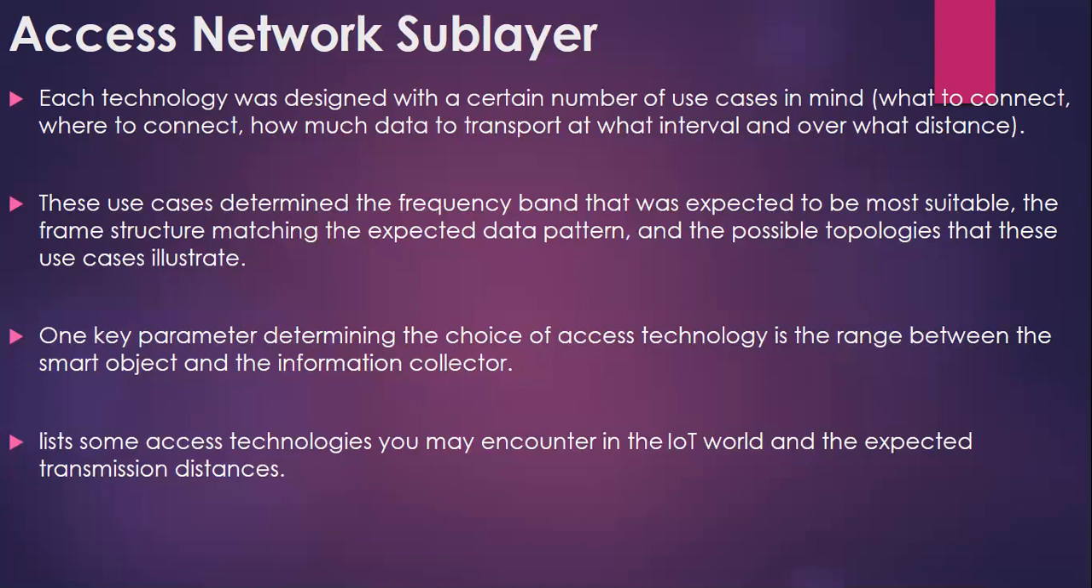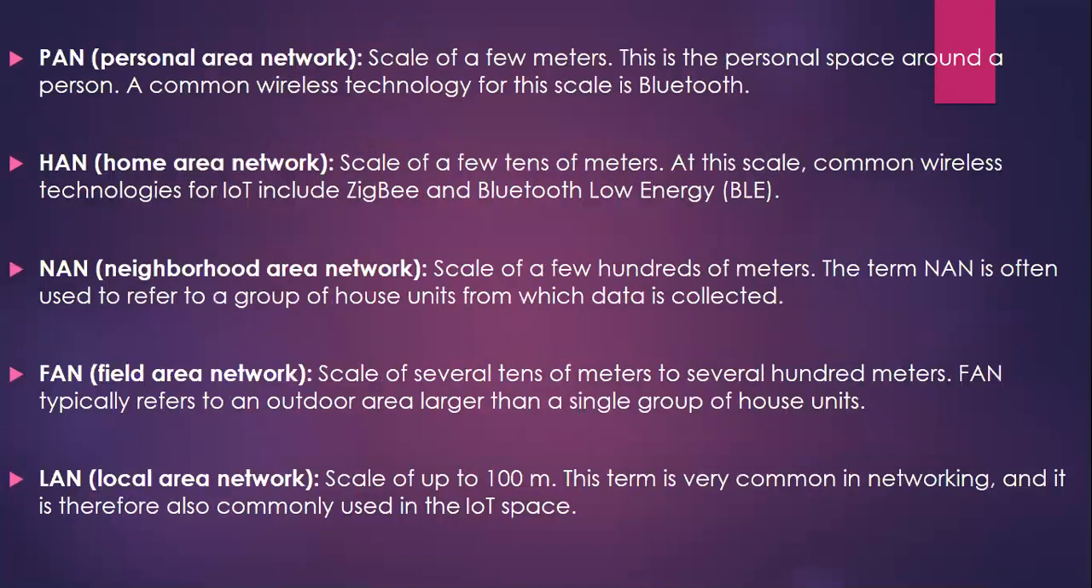In the next slide, we are listing some such types of networks. Just observe PAN, HAN, NAN, FAN, and LAN. These are the total 5 different types of network we can establish between the gateway and the sensor. PAN means personal area network, with a scale of a few meters, which means the range will be a few meters. This is a personal space around a person.